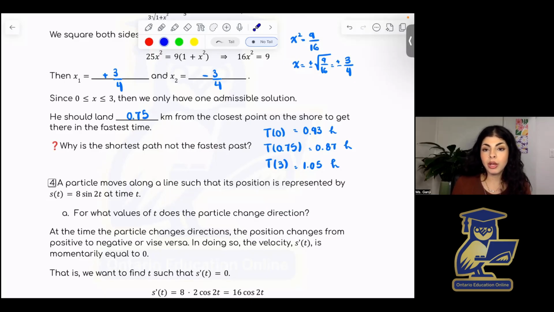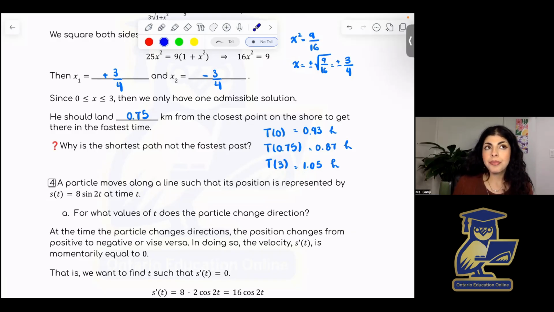For example, if he's jogging all the way, he might be more tired. He may have a preference to not be jogging, and he may choose to go with the shortest path, which gives him a longer time. But at least he's not jogging; he's just in his canoe.